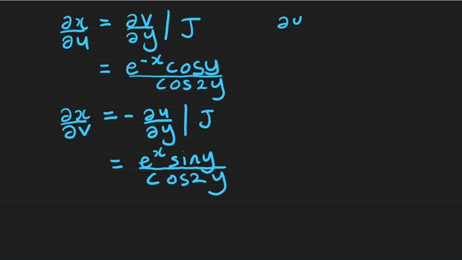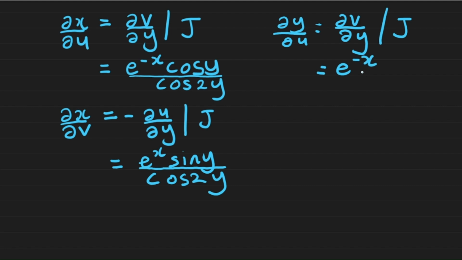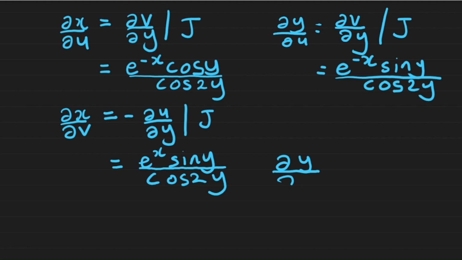The last two is dy du, and the formula for that is dv dy divided by the Jacobian, which is e to the power minus x sine y divided by cos of 2y, and finally dy dv is equal to du dx.